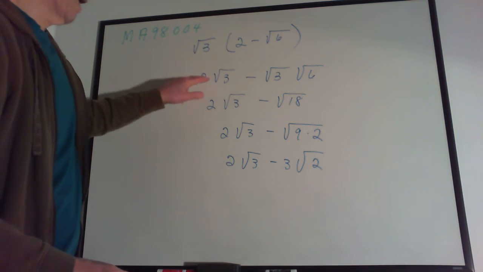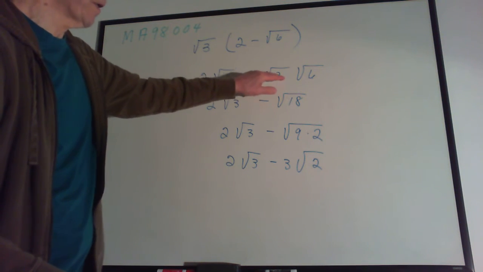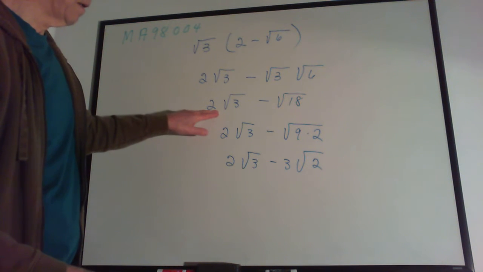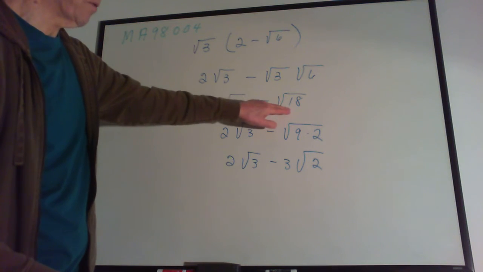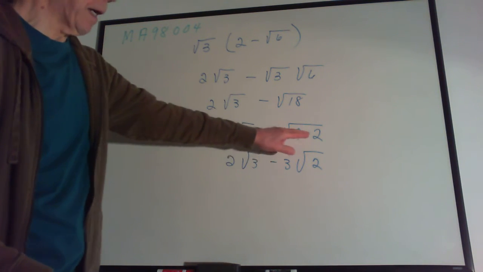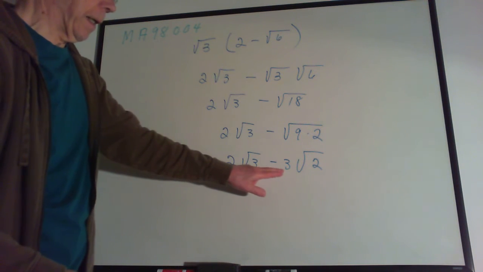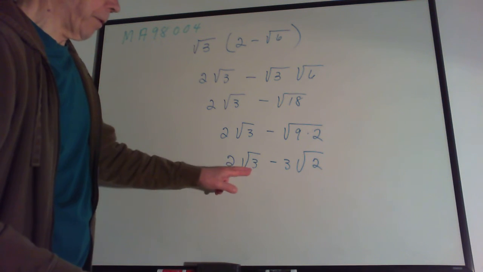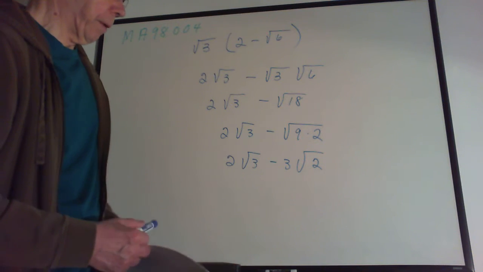Okay, so it's 2 times square root of 3 minus square root of 3 times square root of 6. So this is going to give me square root of 18, which is square root of 9 times 2. I can take out the square root of 9, so I get 3 square root of 2. So I'm going to have 2 square root of 3 minus 3 times square root of 2.